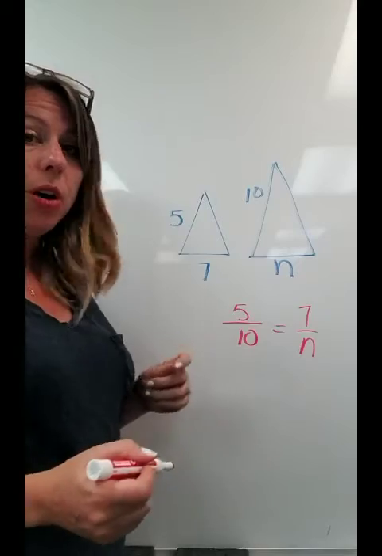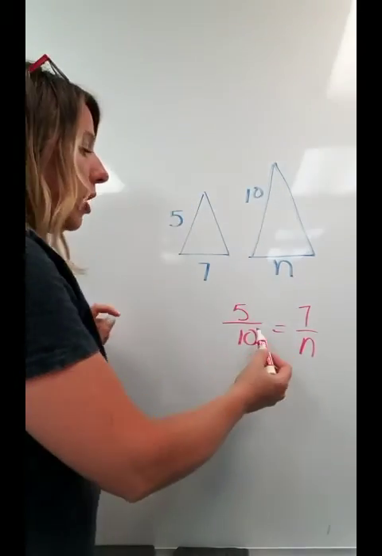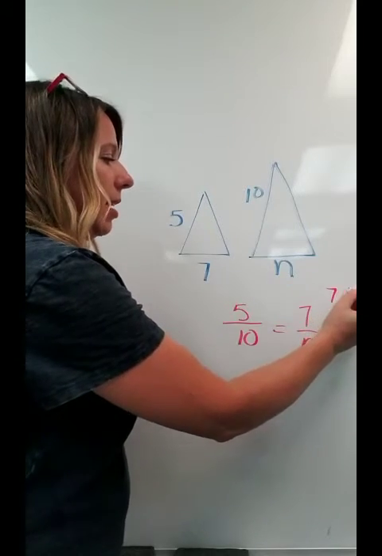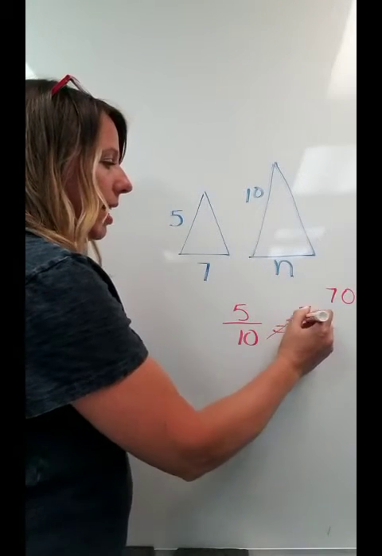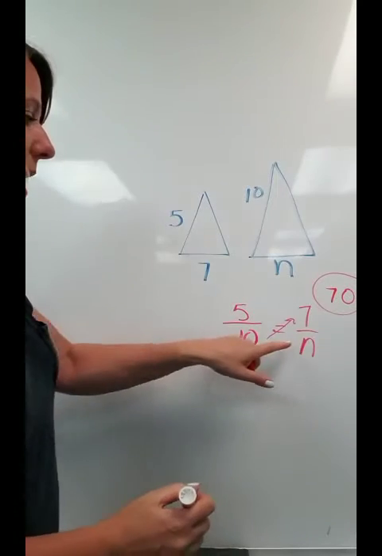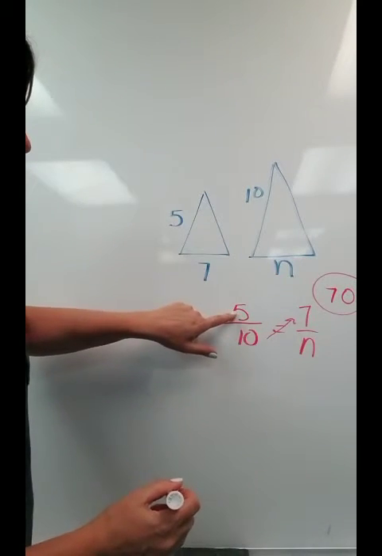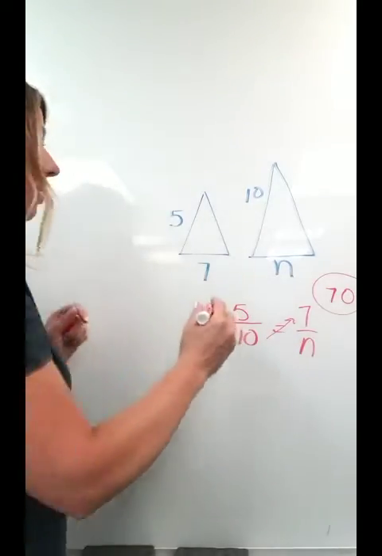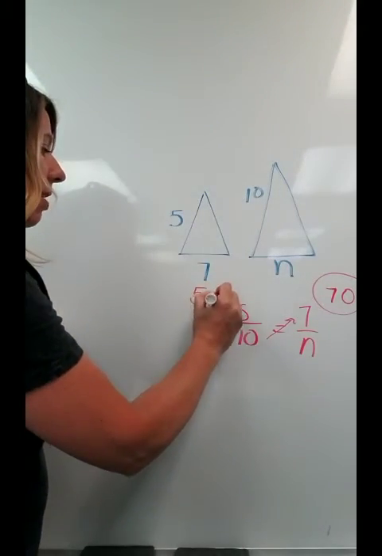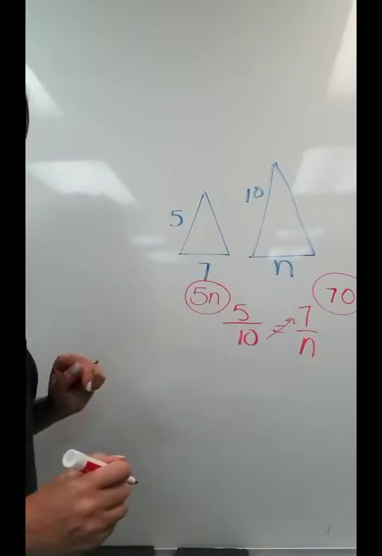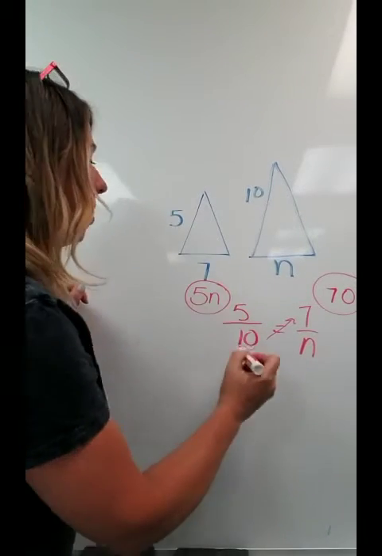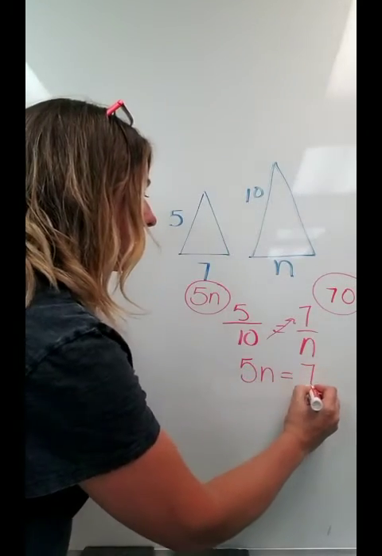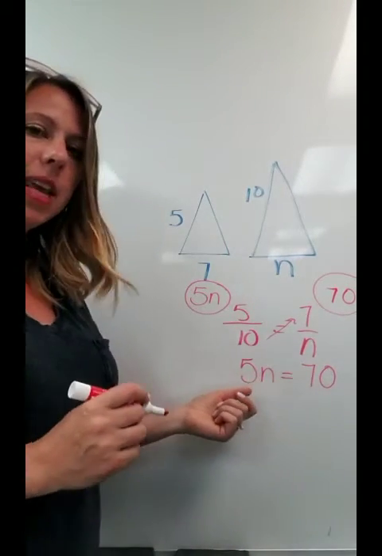So remember, to solve, you're going to cross multiply. So we're going to use the two numbers that we have. So 10 times 7 is 70. So we're just cross multiplying to get 70. There's our one number. In this one, we cross multiply and get 5n because 5 times n is just 5n. So we're going to put that right there. So we have 5n. So down here, now we have 5n equals 70. 5n equals 70.